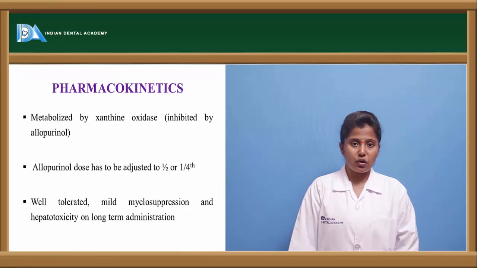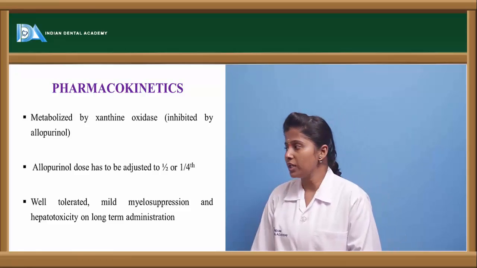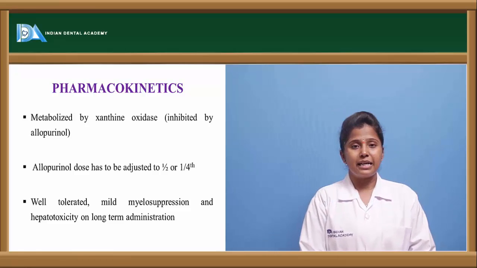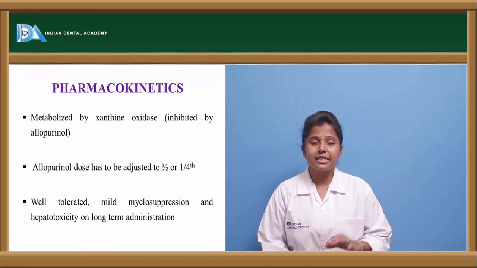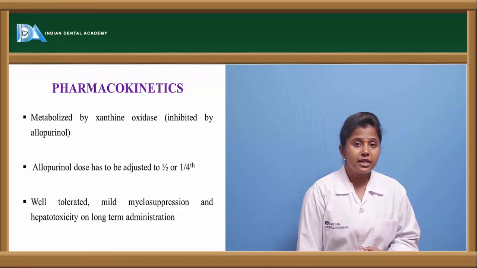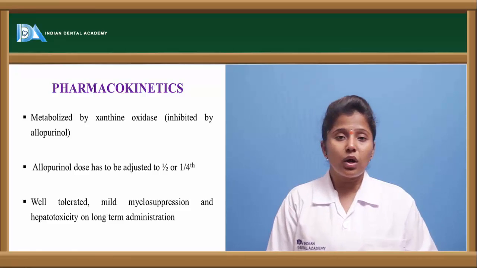Let us see the pharmacokinetics of these purine antagonists. They are metabolized by xanthine oxidase. Xanthine oxidase is one of the enzymes present in the body. There is a drug called allopurinol.